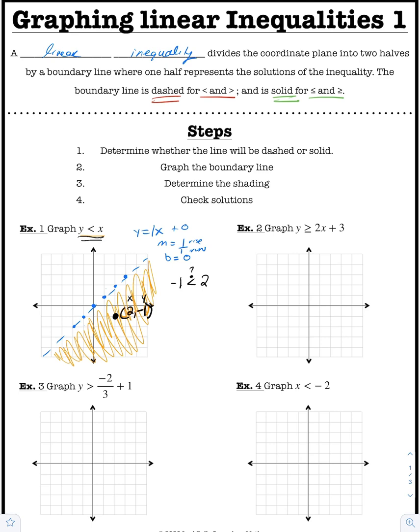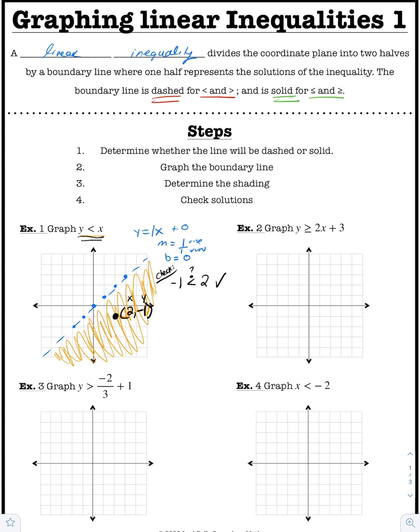Is this a true statement? This is how we check, right? Is -1 less than 2? And the answer should be yep, which means we shaded in the correct direction. Now, if we tried this and the answer was false, that's not true, then we need to erase this shading and shade in the other direction, which is up here. We would shade up here. So that's example 1.